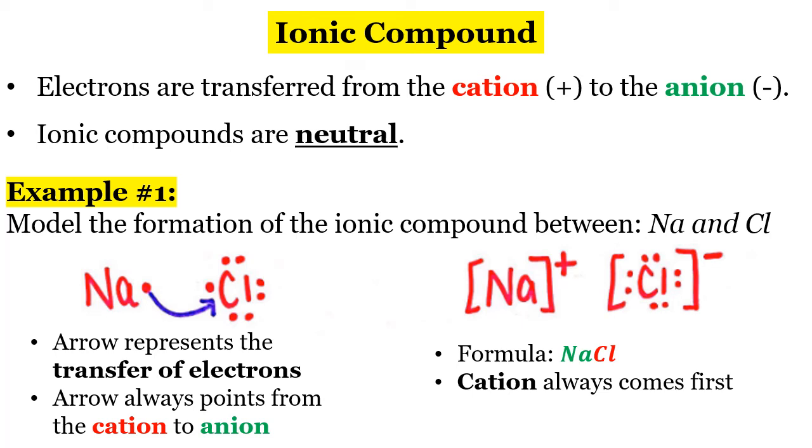In this lesson, we're going to look at Lewis structures of ionic compounds. Let's begin by talking about ionic compounds. What's an ionic compound? Well, in an ionic compound, electrons are transferred from the positive cation to the negative anion.